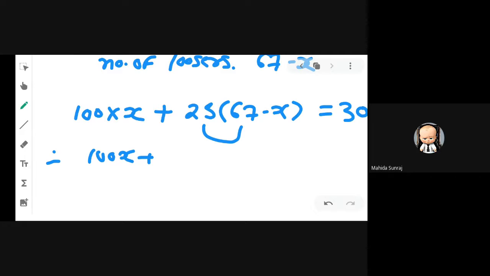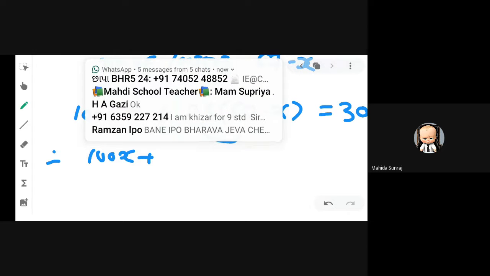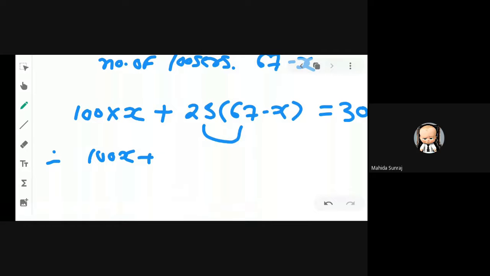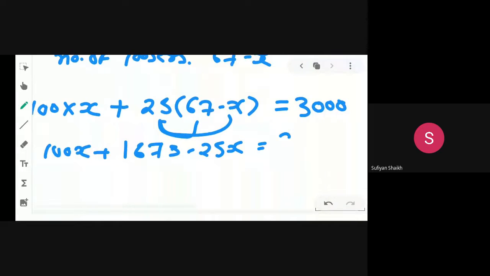Can anyone tell me what is the multiplication of these two? 25 into 67. Multiply these two numbers, 25 and 67, and give me the answer. 1675. Okay. Then we have to multiply 25 into x, it means 25x, right? Is equal to 3,000. Clear all of you?